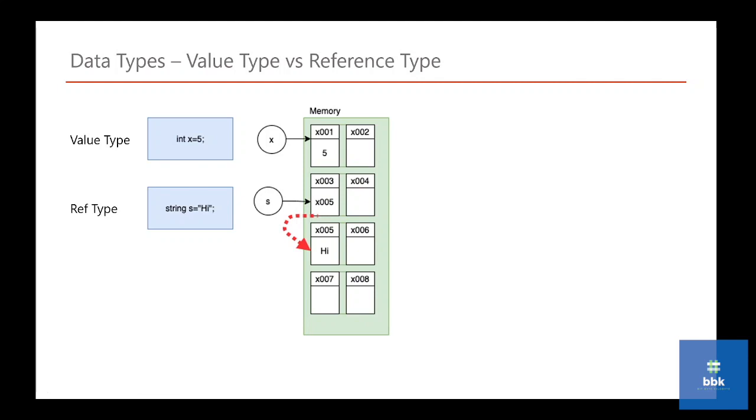So now you saw I use the word refer. When s needs to get the data back, it needs to go to where it is pointing. In this case it is the X003 location. There it will find the address of the house or apartment or cell in memory where the string is stored. So here it will go and find that it's X005, and at X005 it will find that the word "high" is written there. That's how it will retrieve its value. So this is the difference between value type and reference type.